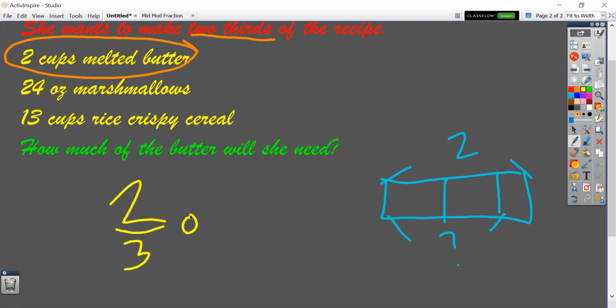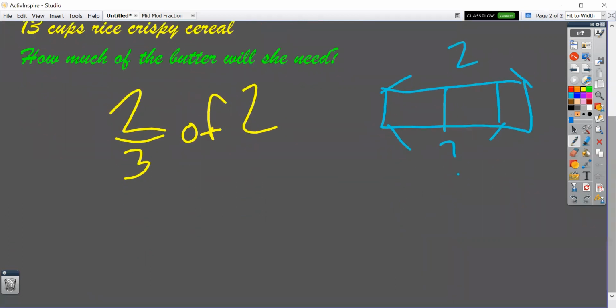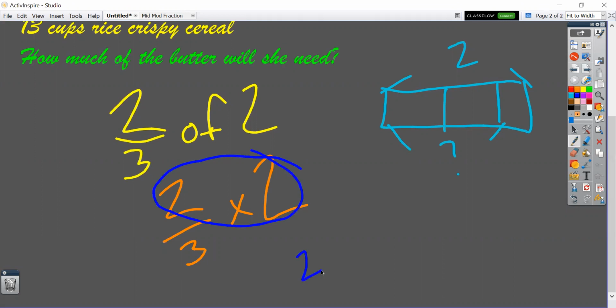2/3 of 2, right? And remember, I wrote the "of" so that we could remember that anytime we see a fraction of a whole number, we know that we're talking about multiplication. And when we do multiplication, remember, nothing's changing to our thirds. So we're going to take the 2 times 2, and we're going to put that over thirds. That should give us 4/3, which equals 1 1/3.